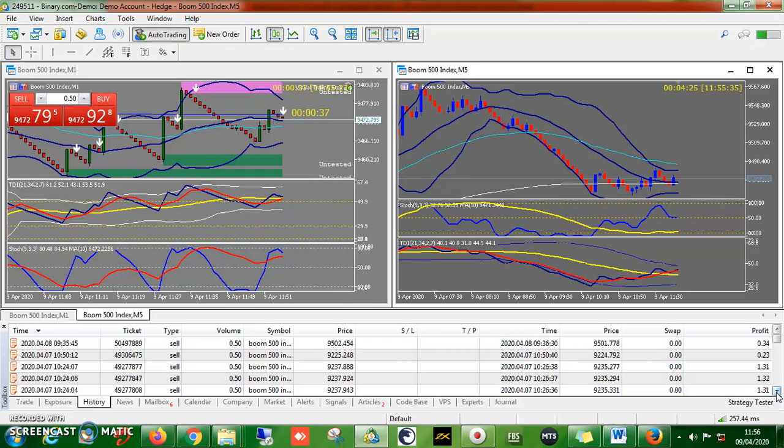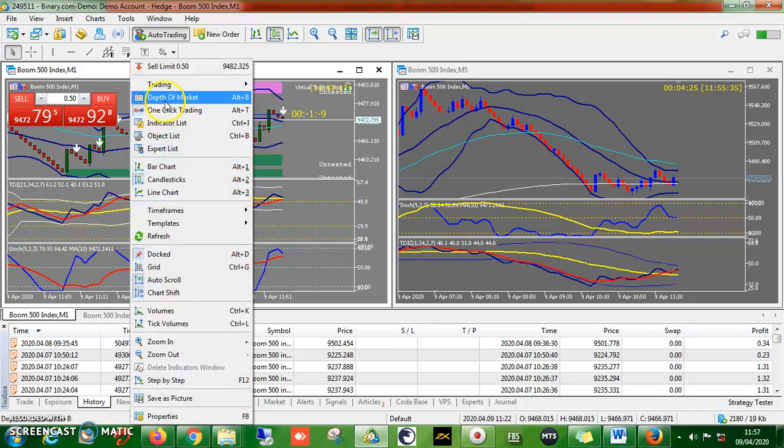Because of the spikes, some people trade the spikes. Some don't trade the spikes. So this particular video is in regards to trading the trend, flowing with the trend. Okay. Now we have our indicators here, which we are using.